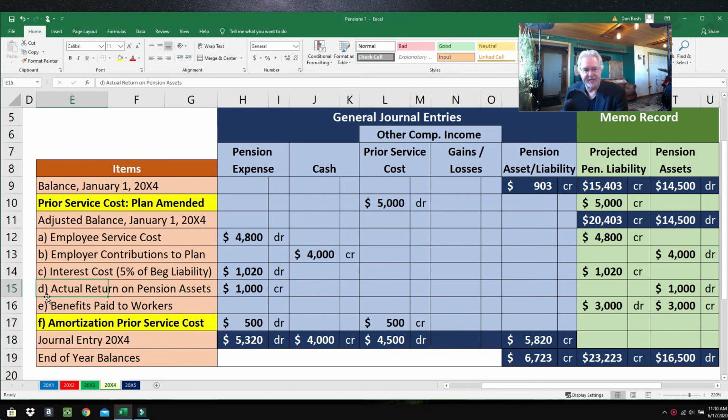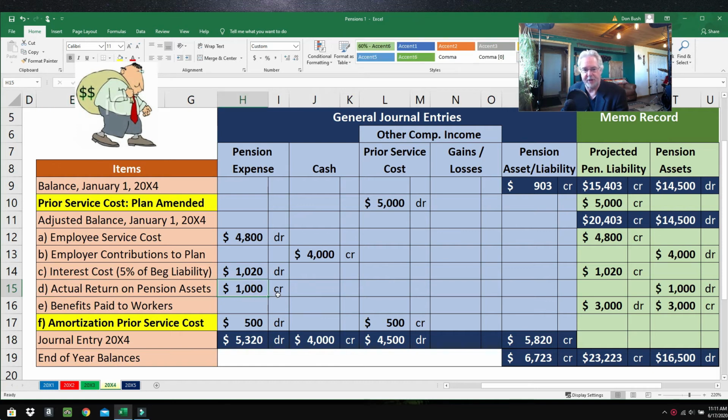Letter D, actual return on pension assets. What's going on is the people who are running the pension, the third party here, they've got all these pension assets, and they did a good job investing those pension assets, and they made a return. And what that does, it reduces the burden of the pension expense on the employer, because these assets are earning a return. So we have $1,000 credit, we're reducing the pension expense, and we're increasing the pension assets that are in the hands of the third party. So $1,000 debit, and it balances horizontally.